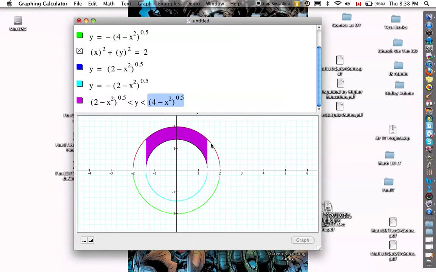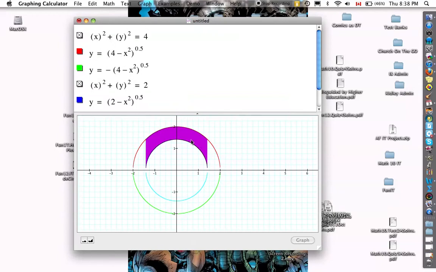You'll notice that there's a gap here. So then what you have to do is rearrange for x instead of rearranging for y, and do left less than x less than right. So you're gonna have to do the circle in 4 chunks if you would like to shade between two circles.